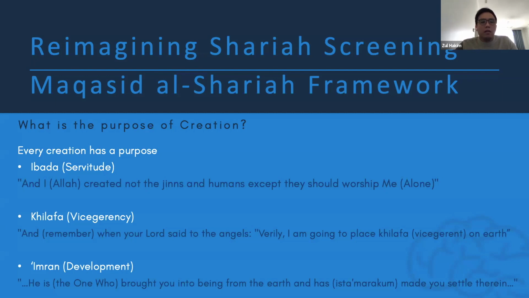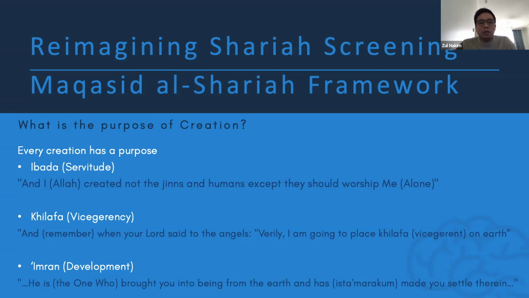In Islam, we believe that all creation has its purpose, and this has been emphasized in the Quran in Surah Ali Imran, verse 191, which states, الذين يذكرون الله قياما وقعودا وعلى جنوبهم ويتفكرون في خلق السماوات والأرض ربنا ما خلقت هذا باطلا. So we know from this ayah that there is a reason for every creation.